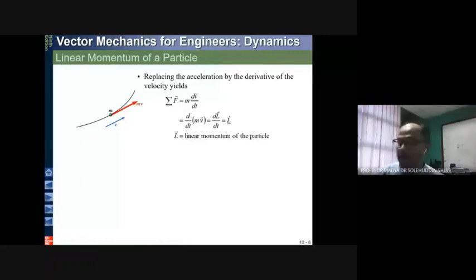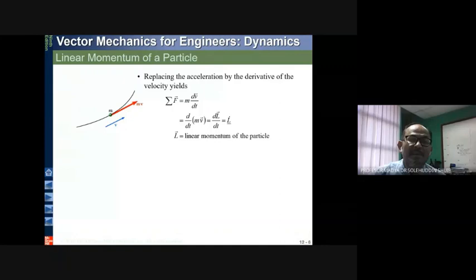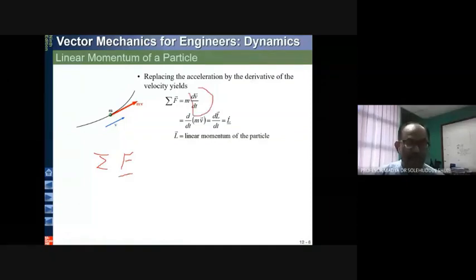Next, as I mentioned in the table of contents, we talk about the linear momentum of the particle. For the linear momentum of a particle, we have the earlier equation, F equals ma, so here we have a summation of force.